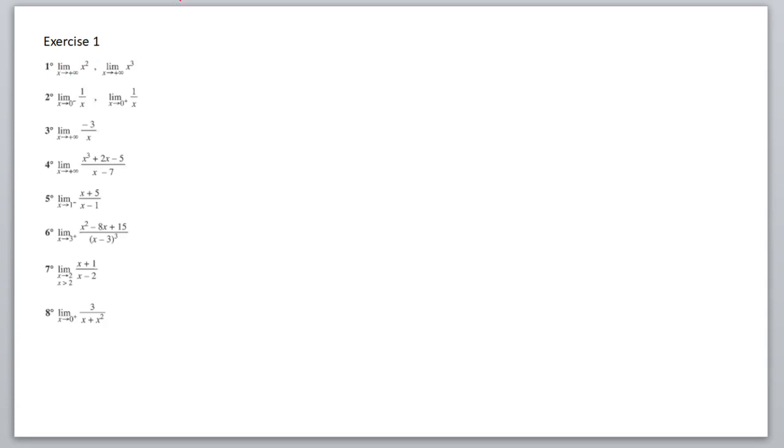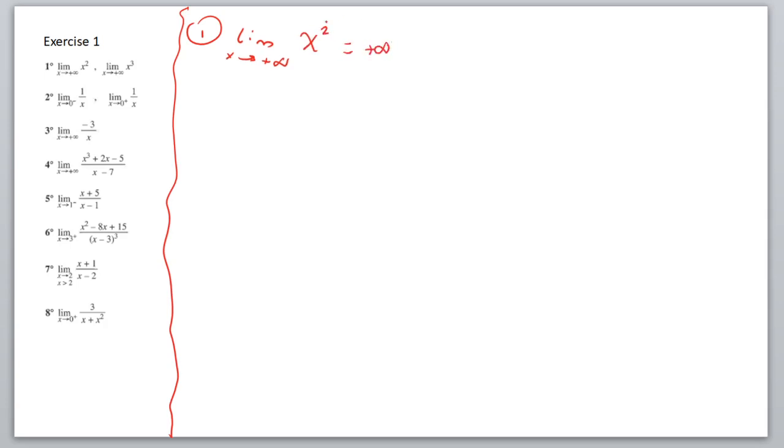I kept this whiteboard empty because I need to write here. So let me start with number 1. Limit as x tends to plus infinity of x squared is equal to plus infinity squared, so plus infinity. Limit as x tends to plus infinity of x cubed is also plus infinity cubed, so it keeps plus infinity.